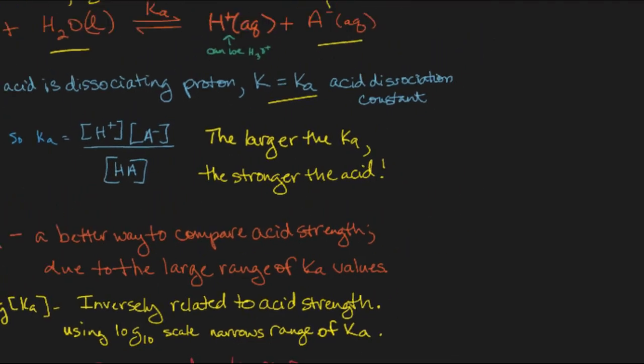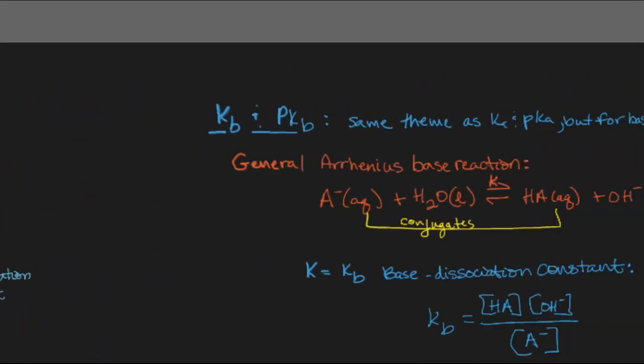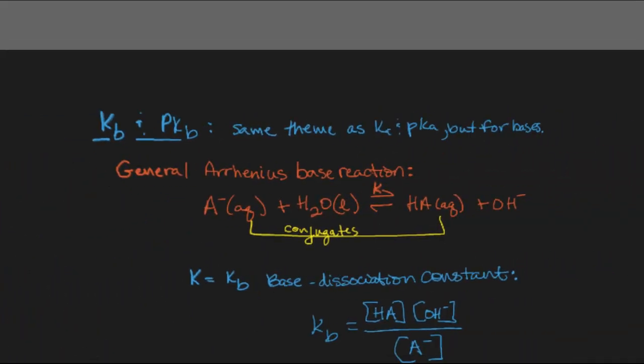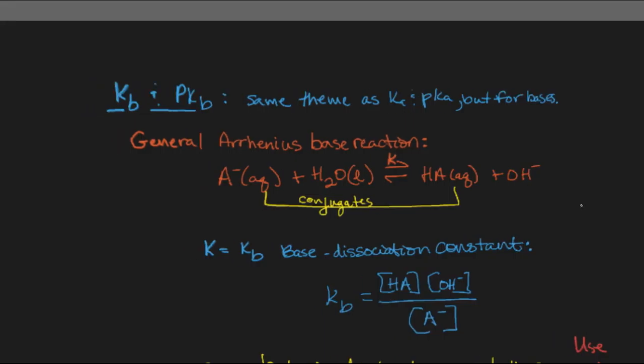So using the same logic, we can discuss Kbs and pKbs. Here's a general equation. This is your base, reacting with the water in the classic Arrhenius definition, and it's going to give you the conjugate acid and the hydroxyl ion.